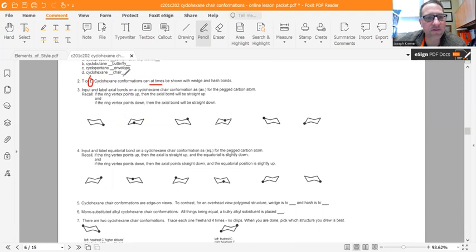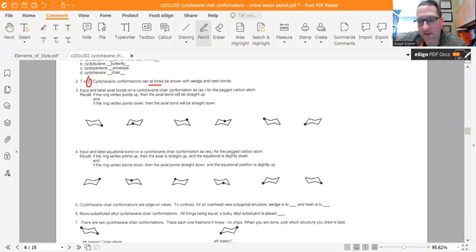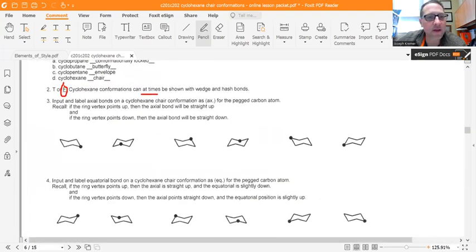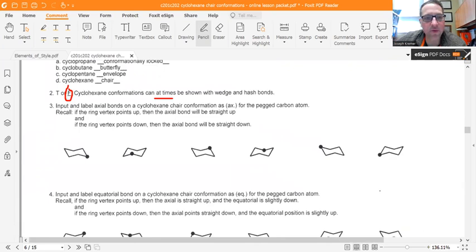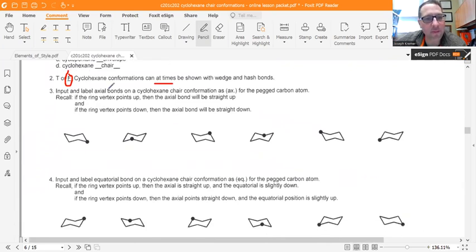So this is a very instructive exercise here. It's not too late for me to zoom this in. Input axial or equatorial bonds. Input and label axial bonds, excuse me, for the pegged carbon atom. So I'll give you a chance to work ahead if you like. Those are your instructions. Recall, a timely reminder: if the vertex points up, the axial points up, and if the vertex points down, the axial points down. So go ahead and try; if not, I'll work on it in just a bit.